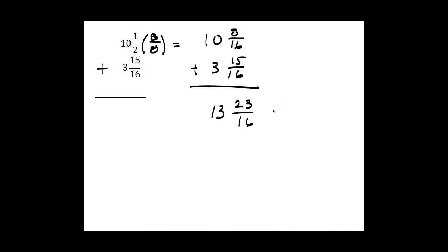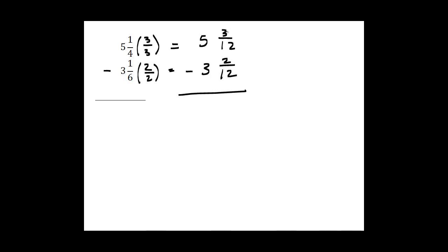And we'll need to regroup this because the 23 over 16 is an improper fraction. So this is 13, and 16 goes into 23 once. 23 minus 16 is 7 over 16, so we end up with 14 and 7/16 as a mixed number solution to our problem.